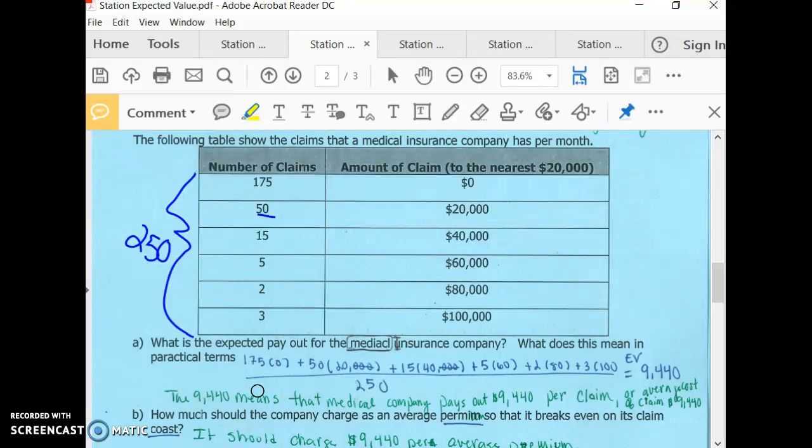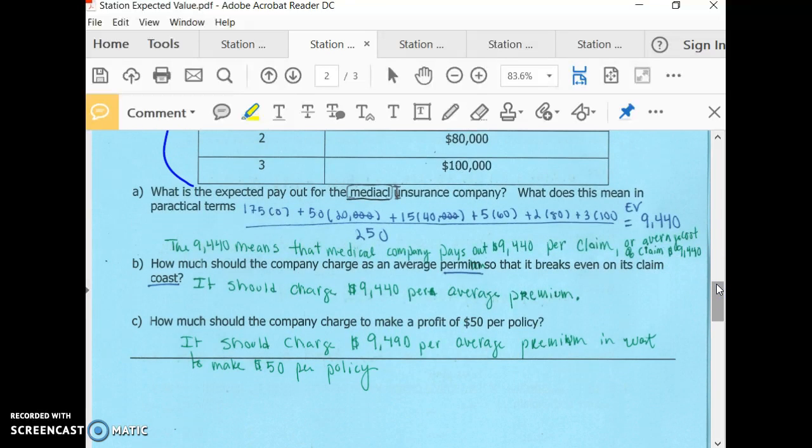The $9,440 means that the medical company is going to pay out on average $9,440 per claim that it gets in a month, which is actually really close to 10 grand, which is a lot. So how much money should the company charge as an average premium so that it breaks even on a claim? Has to charge what its expected value is.